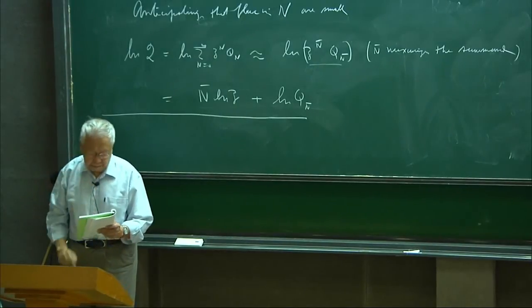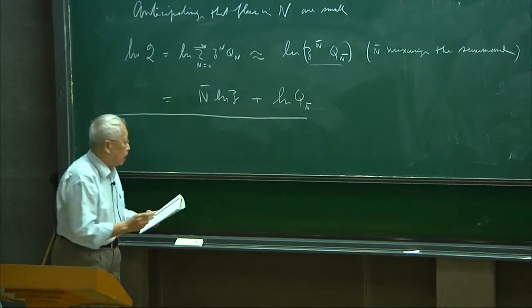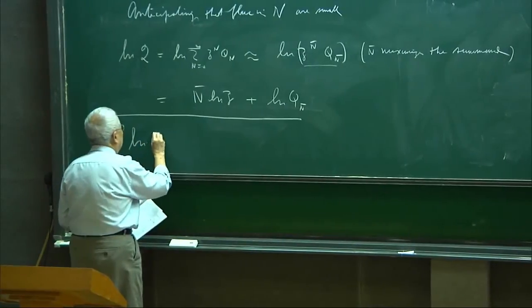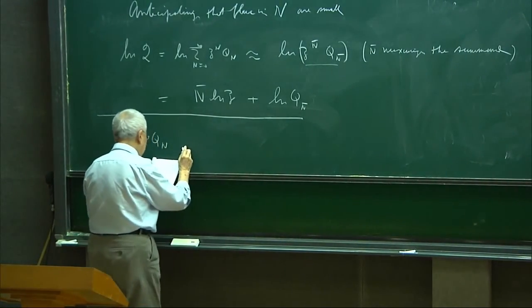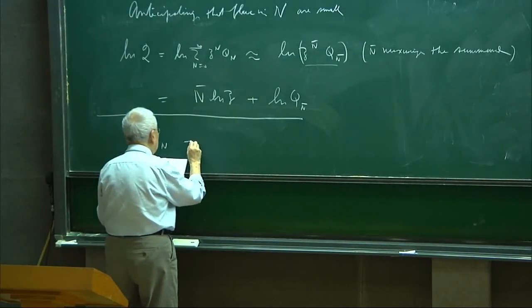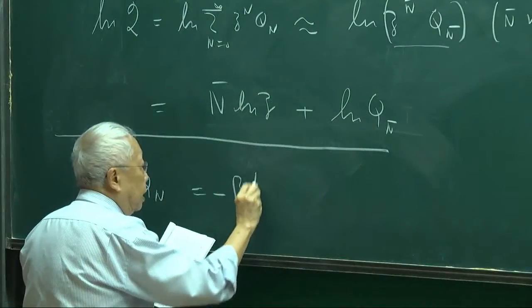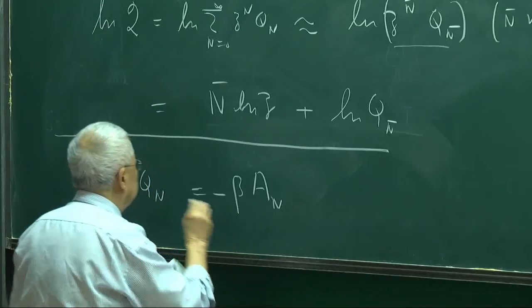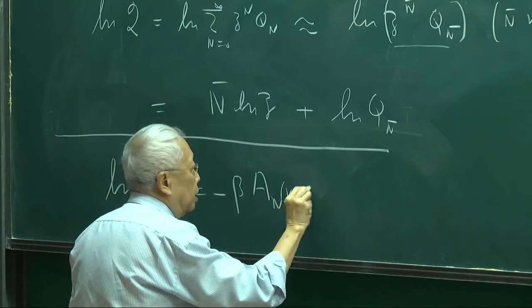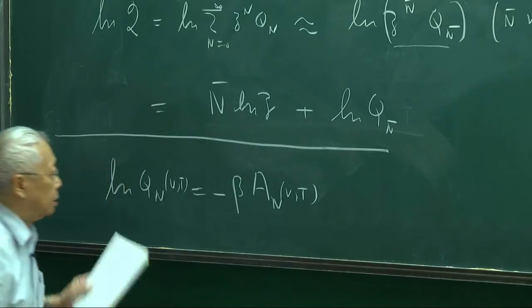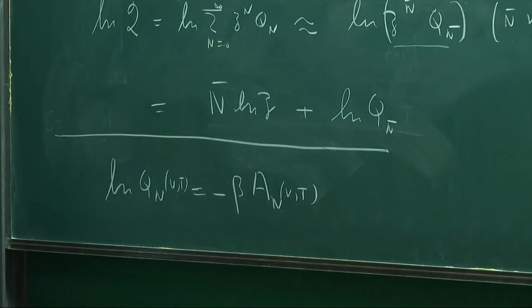So now log Q_N is equal to minus beta times the Helmholtz free energy for N particles, right? This is a function of N, V and T. This is A_N(V, T). This is the thermodynamic connection that we showed last time.